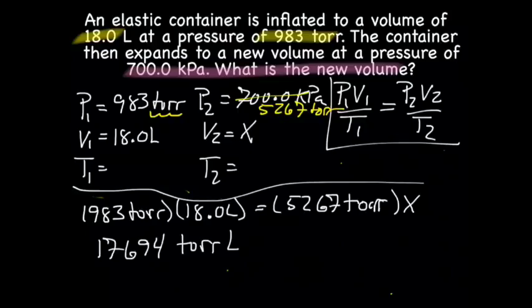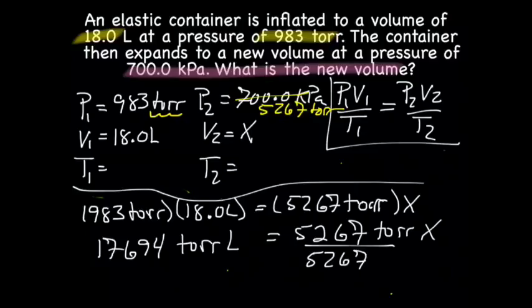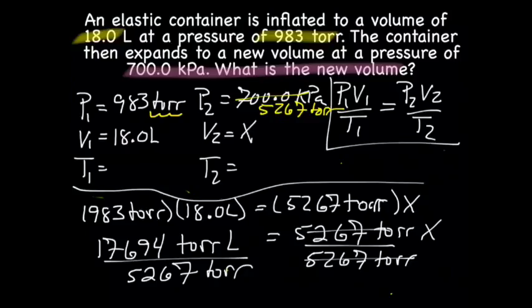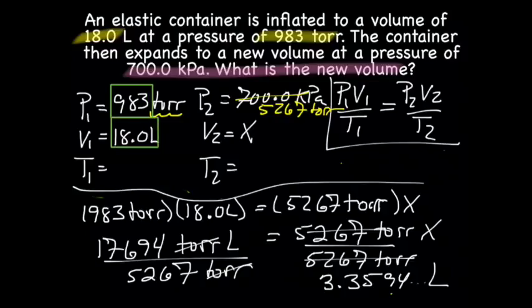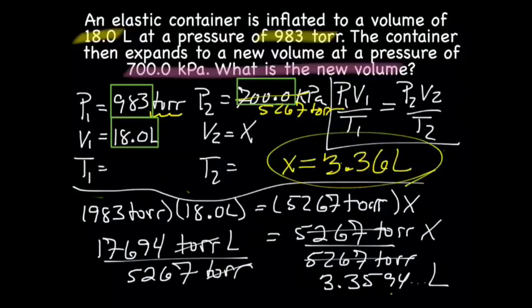When we multiply the ones, I came up with 17694 torr liters equals 5267 torr times x. We need to get the x by itself. We'll do that by dividing both sides by the 5267 torr. Torr crosses out, and that gives us 3.3594 something something liters. Now we need to look at our sig figs. We have 3 and 3, and here we're going to use the top number here, and that is 4. So we're going to end up with 3 sig figs. Our final answer is 3.36 liters. Not too bad.